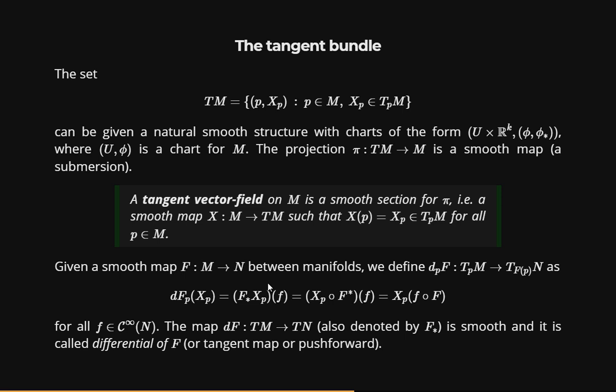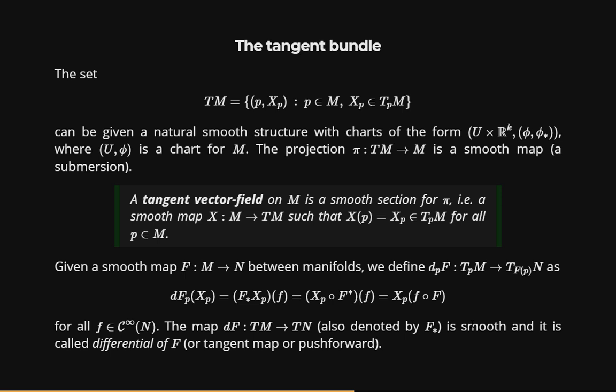Small f goes from N to R. If you compose it with big F, which goes from M to N, and then from N to R, you end up with a function that goes from M to R. So this composition is a smooth function from M to R. Now we apply to it your tangent vector, which is a way to differentiate the function, and you get a result for each function on N. And this gives you a derivation on N, so a tangent vector at the point F(p) in N. The resulting map between tangent bundles is also denoted by F subscript star.